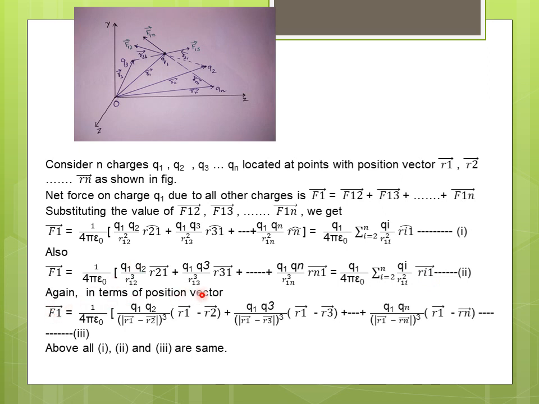Also, we can express the net force in terms of position vector. In terms of position vector, it will be F1 vector equal to 1 by 4 pi epsilon naught Q1 Q2 by mod R1 vector minus R2 vector whole cube into R1 vector minus R2 vector plus so on. Note that equation 1, equation 2, equation 3 all give the value of the net force on the charge Q1 due to other charges. So all are the same in different forms.